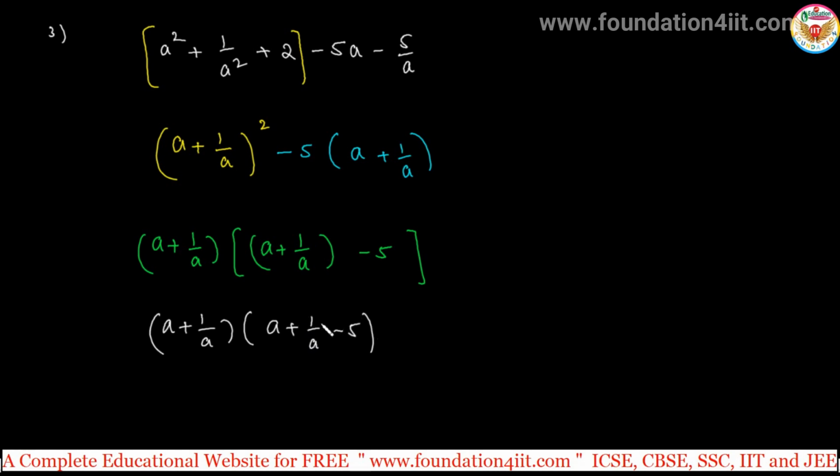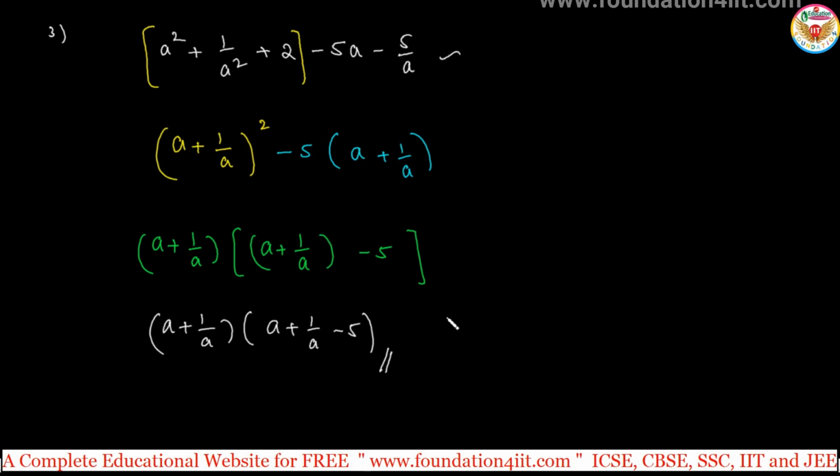This is not, again no more formula, this exists. So a plus 1 by a into a plus 1 by a minus 5. These are the two factors for this given expression. Just observe and apply. If any formulas exist, we can do, right? So these are the grouping of the factorization.